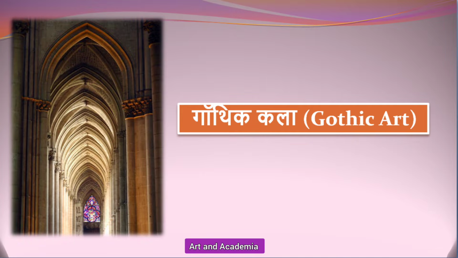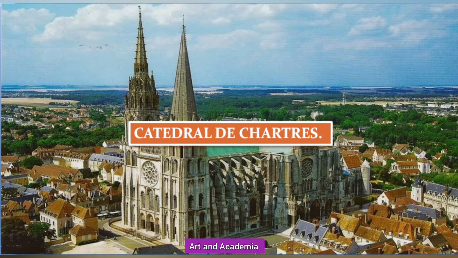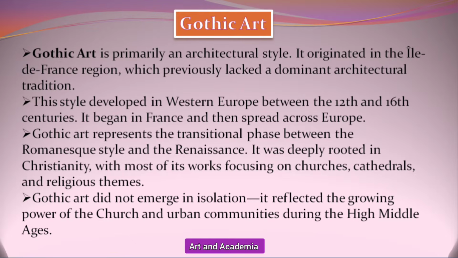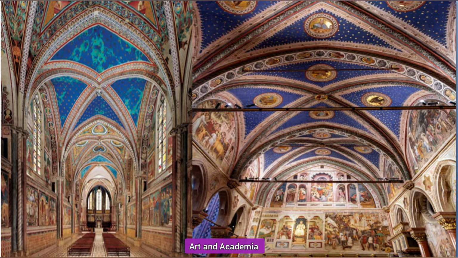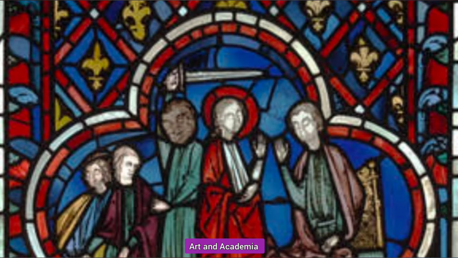Gothic art. Gothic art is primarily an architectural style. It originated in the Île-de-France region, which previously lacked a dominant architectural tradition. This style developed in Western Europe between the 12th and 16th centuries. It began in France and then spread across Europe. Gothic art represents the transitional phase between the Romanesque style and the Renaissance.